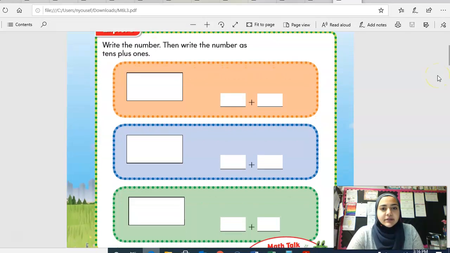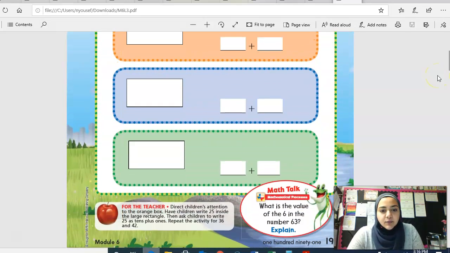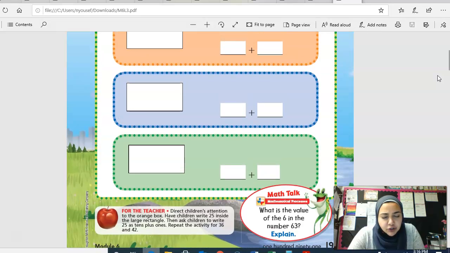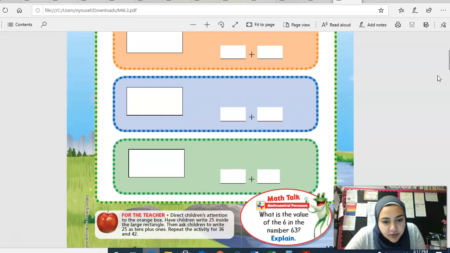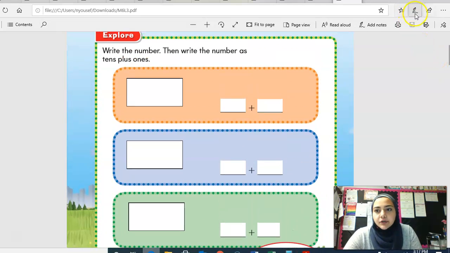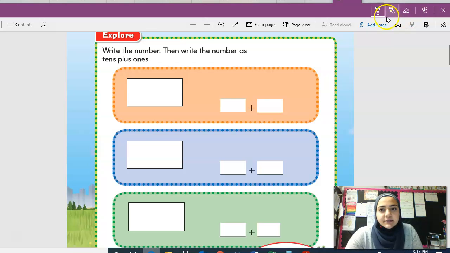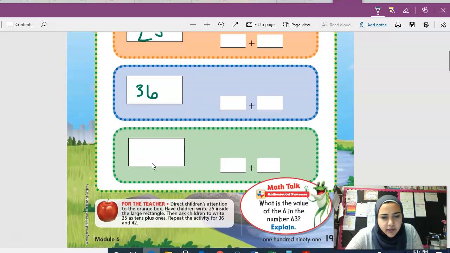It says write the numbers, then write the number as tens plus ones. So have children write 25 inside the large rectangle, then ask children to write 25 as tens plus ones. Repeat the activity. Okay, that's easy. All right, so they want us to do that with 25, 36, and 42. So I'm going to go ahead and write those numbers down real fast. 25, 36, and 42.